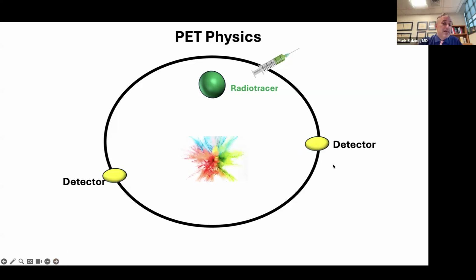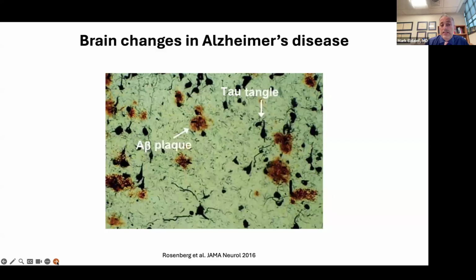So what does that mean? How does that allow us to see issues? Well, it allows us to see the amount of this radio tracer that's in certain parts of the brain, because the computer detects where in the brain this collision occurs. And it also detects how many of the collisions occur. So this gives us a really fuzzy map of where the radio tracer is being collected in the brain.